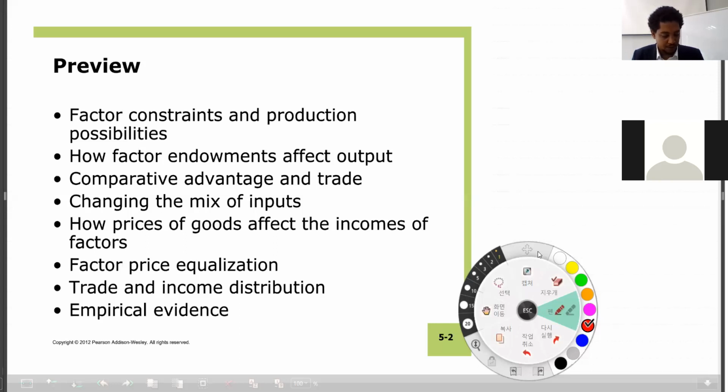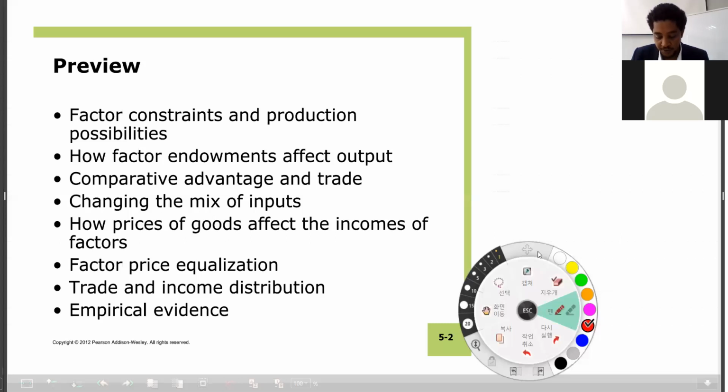I'll just mention some of the objectives for our chapter. After reading this chapter, you will be able to explain how differences in resources generate a specific pattern of trade. Resources are the major source of competitive advantage, as I've said. So we'll explain how differences in resources generate a specific pattern of trade.